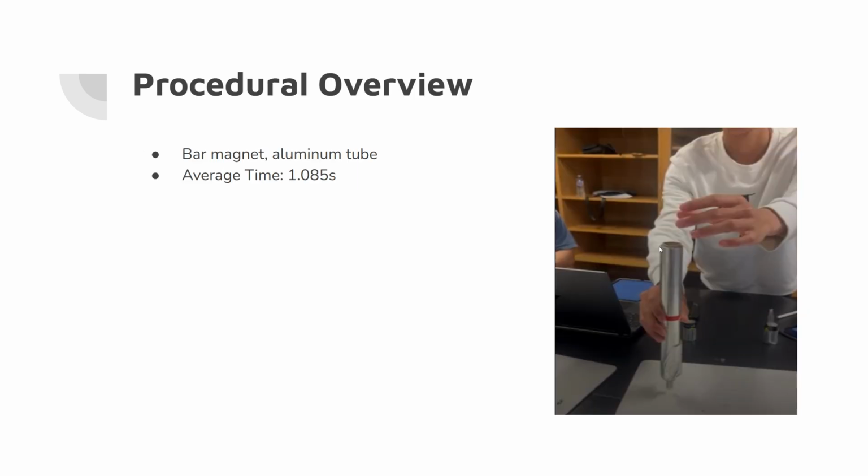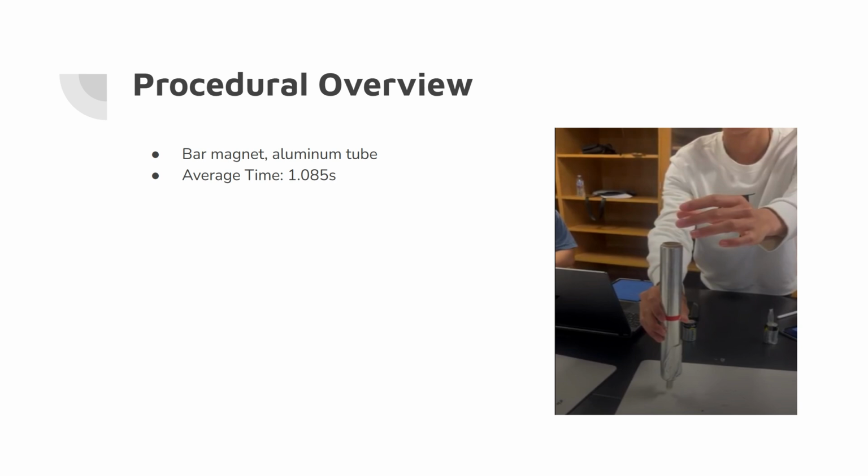So for the real life model, we used a bar magnet and a long tube wrapped with aluminum foil, and this is the picture of it. The tube had an inner radius of roughly 1.5 centimeters and an outer radius of 2 centimeters.